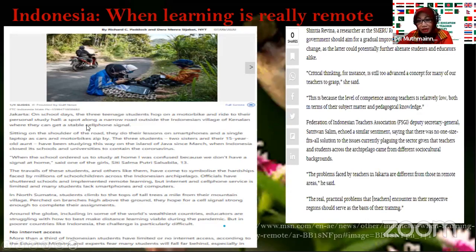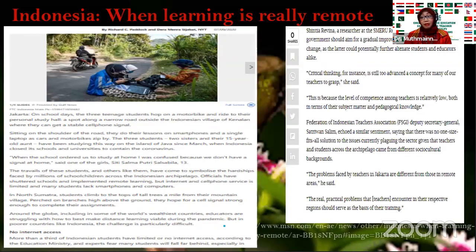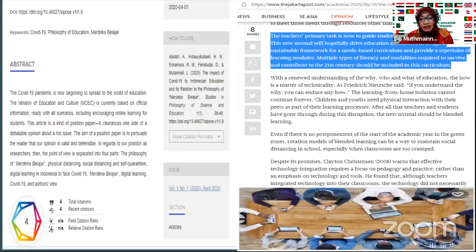And the next information here is about competence. Most of the teachers here have very low subject and pedagogical knowledge. As you know, in education it is not only about how to transfer knowledge, but you must have your pedagogical philosophy. Not only that, the report from the Jakarta Post states that we need to develop the curriculum based on student needs.